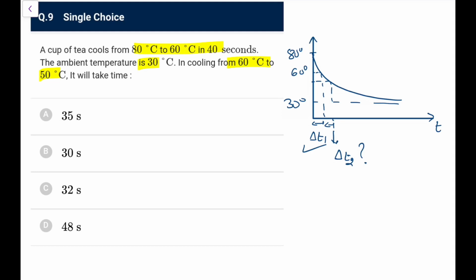First of all I apply Newton's law of cooling in approximate form between these 2 points. What is the change in temperature? 20 is the drop, and it has taken 40 seconds, that is k times theta average.